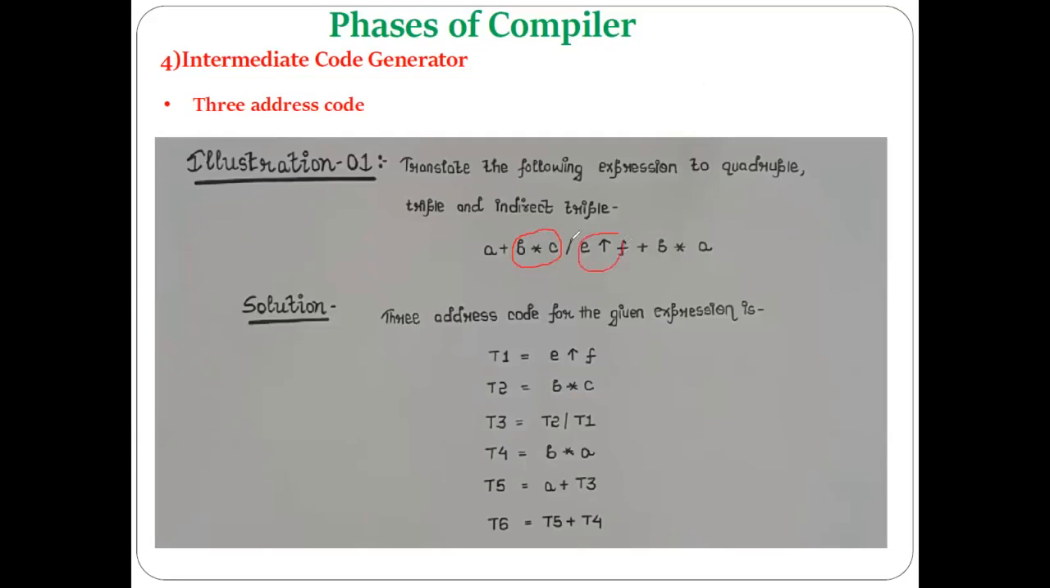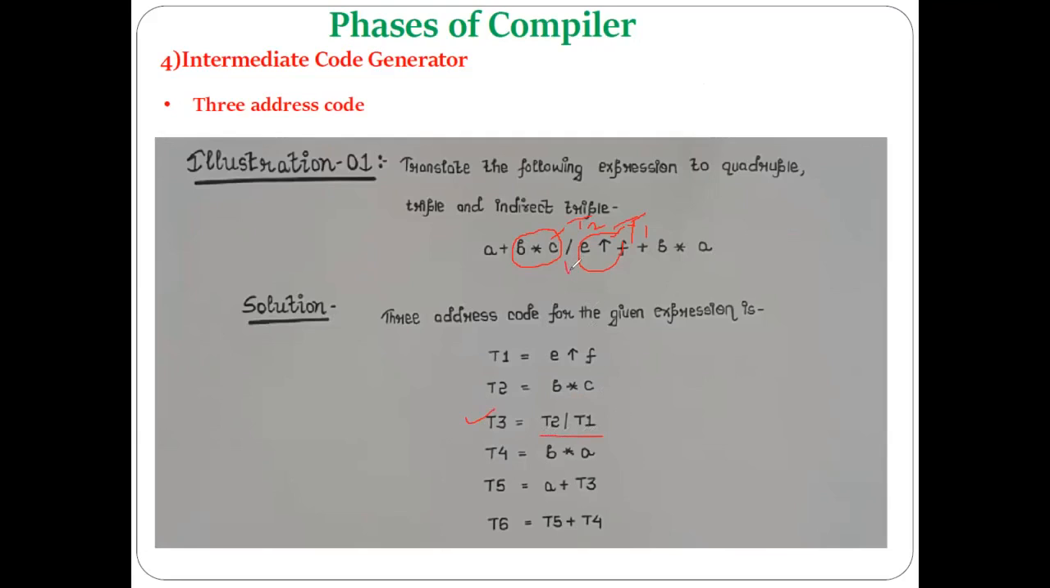Now two expressions we have evaluated and three address code is generated for them: e raised to f and b into c. The result of e raised to f is in t1, and the result of b into c is in t2. Now the third temporary variable will be generated as t3, and the three address code will be written like this: t2 divided by t1.